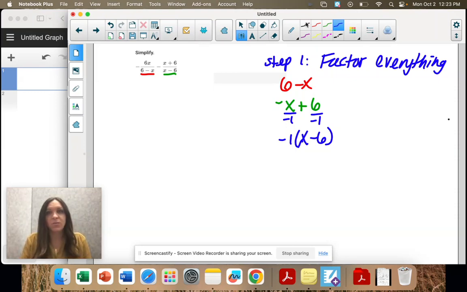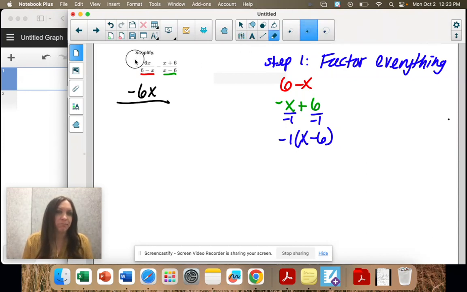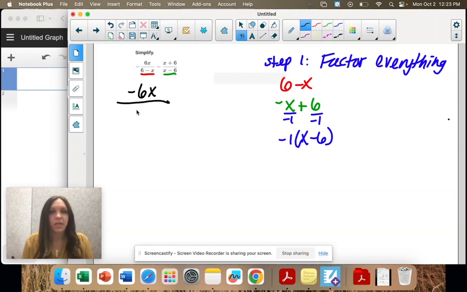So step 1, I factored 6 minus x to be negative 1, x minus 6. So I'm going to rewrite this. Negative 6. I always take this negative and I put it with the numerator. Okay, and now I have negative 1, x minus 6, minus x plus 6, x minus 6. Okay, factor step 2 is common denominator.